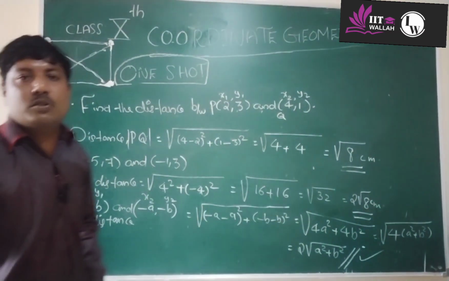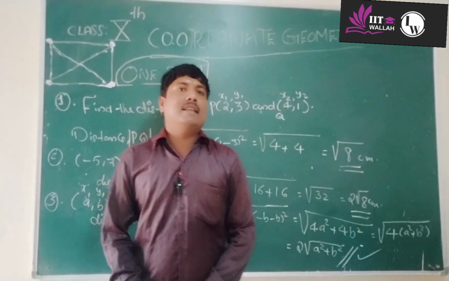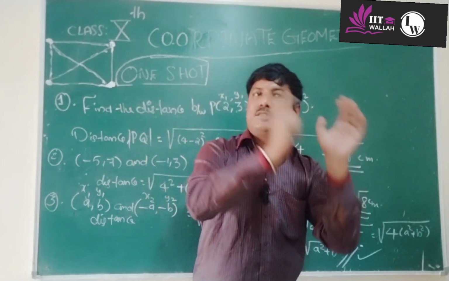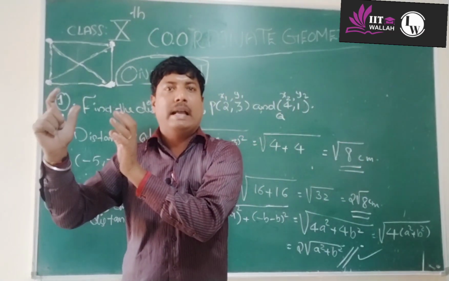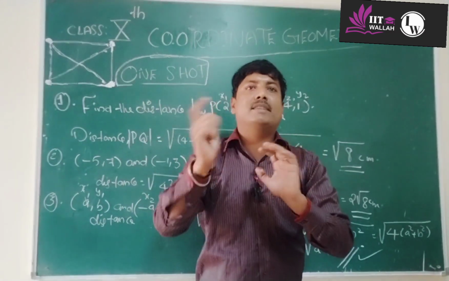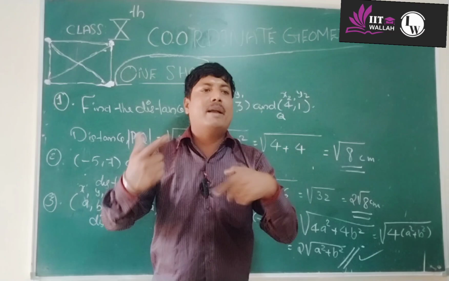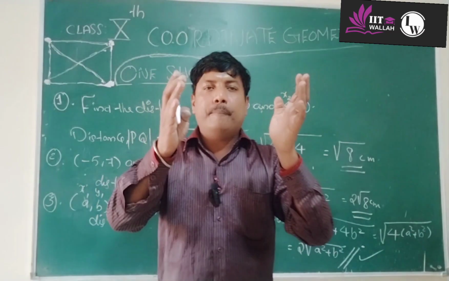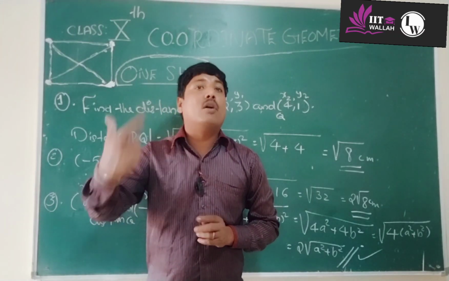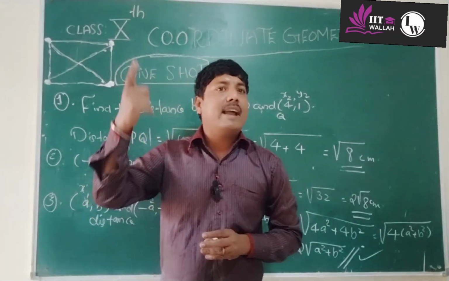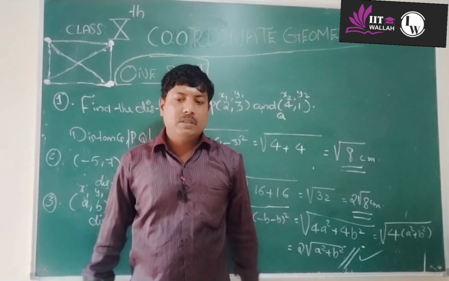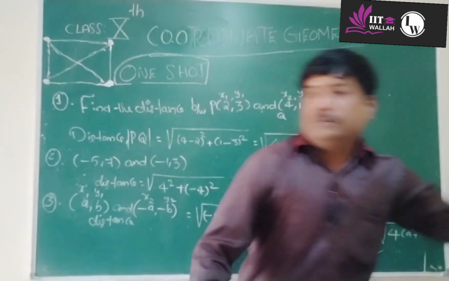I hope you understood distance formula very clearly. That is, distance between any points P and Q whose coordinates are x1, y1 and x2, y2 is root of x2 minus x1 whole square plus y2 minus y1 whole square. Why am I repeating this again and again? Because to make you clearly understand this. If you hear the same formula again and again, it will be noted in your mind. That's why. Okay? Now let's move on.